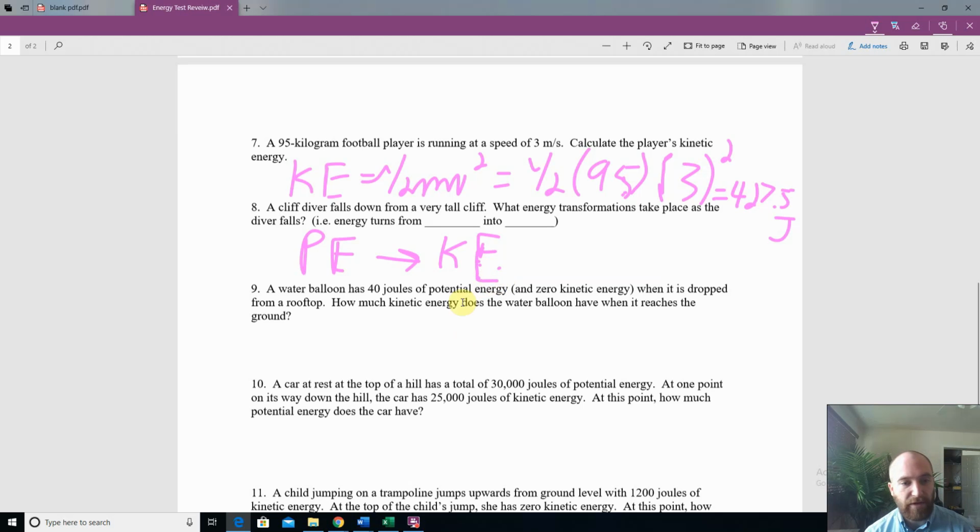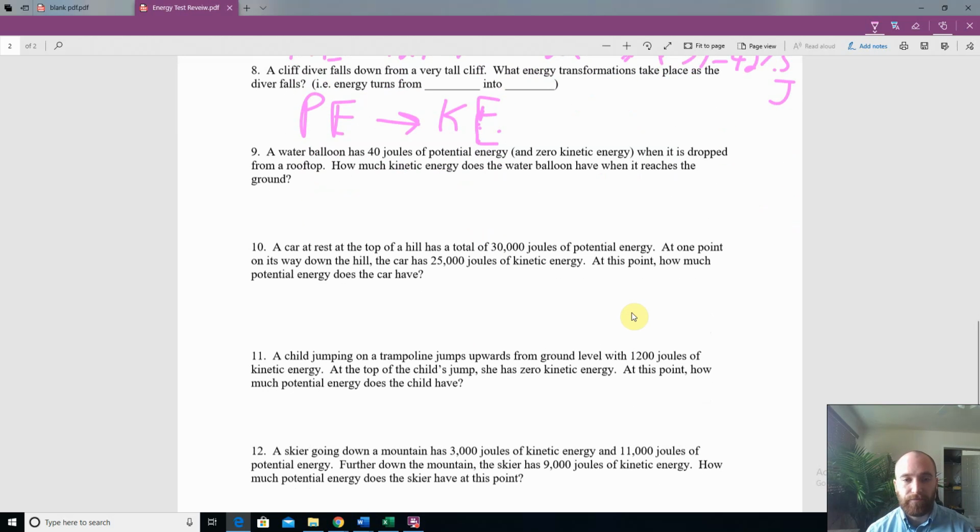Let's do some of the numbers and the math for that conservation of energy. A water balloon has 40 joules of potential energy and 0 kinetic energy when it is dropped from a rooftop. How much kinetic energy does the water balloon have when it reaches the ground? Okay, so, alright, we have an equation for the conservation of energy. It's in your note packet, so again, I won't give it to you on the test, but I'm going to expect you to look it up. It is PE plus KE equals PE plus KE.